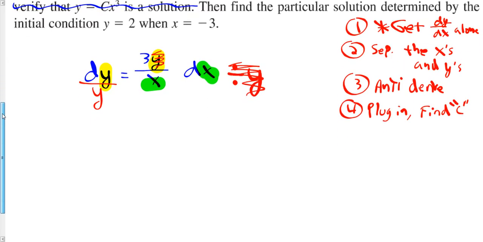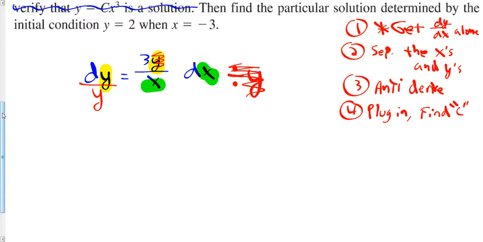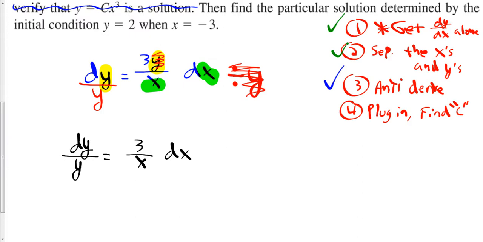Okay, let's take a second and see what we've got here. dy over y equals 3 over x dx. That's pretty good. We could put the dx here if we wanted, but I don't think it's necessary. So this is what we have. We've got the dy and the y alone, and we separated the x's and the y's. We now have to antiderive both sides.